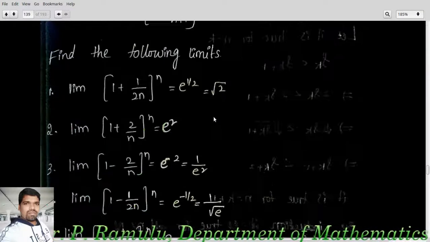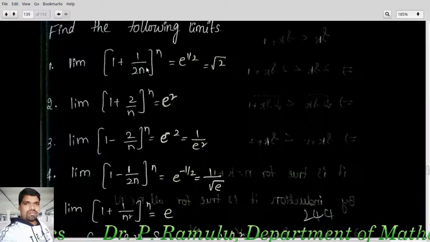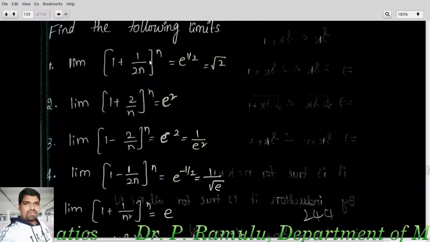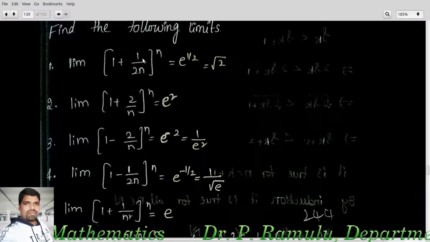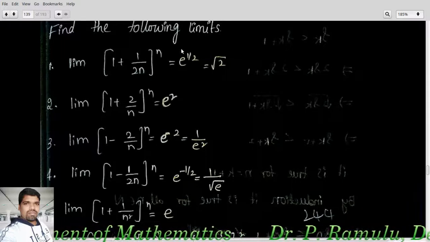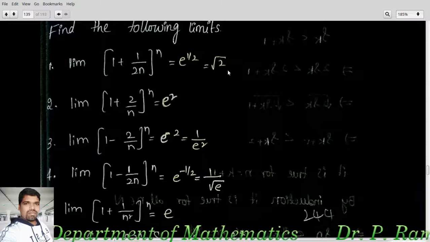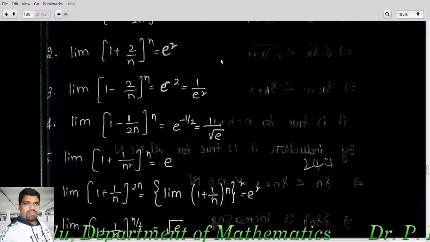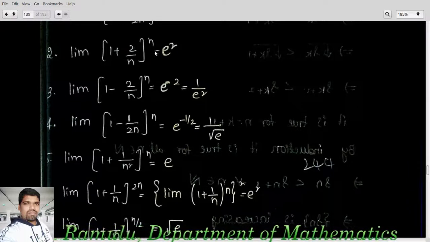Okay. Problem. For example, find the following limit. Limit of (1 plus 1 by 2n) whole power n. In place of x, what do you have? x equals 1 by 2. In that way, you know that limit of (1 plus x by n) whole power n equals e power of x. With x equal to 1 by 2, that equals root e. Limit of (1 plus 2 by n) whole power n, in place of x we have 2, that equals e squared.